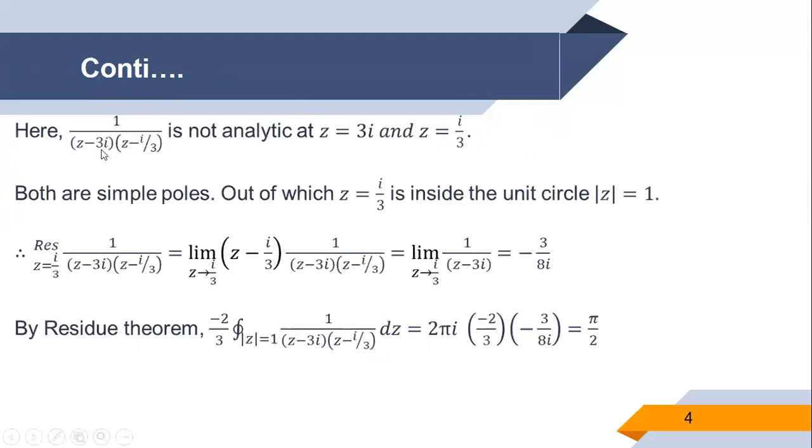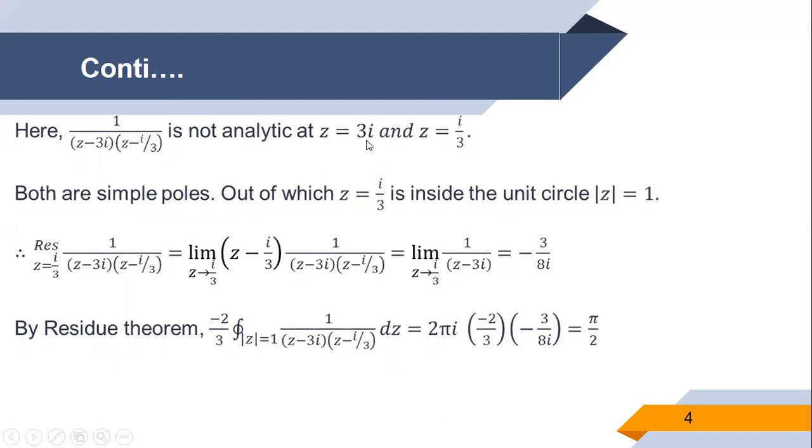In a previous lecture, we discussed that here the two points, z is equal to 3i and z is equal to i by 3, are poles. And this curve is a unit circle. So how do we decide which point is inside and which point is outside?